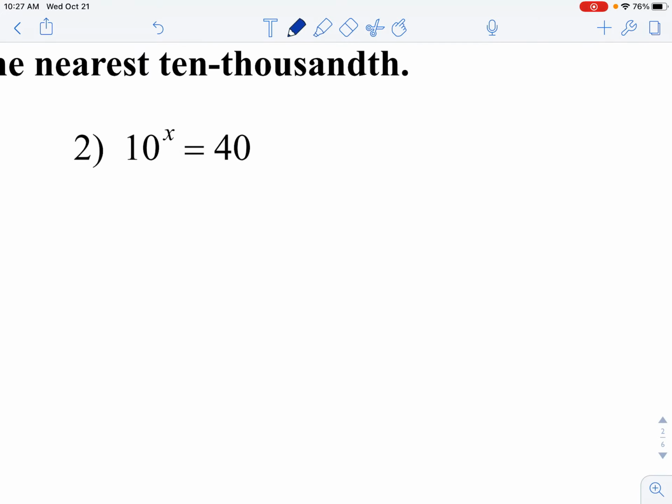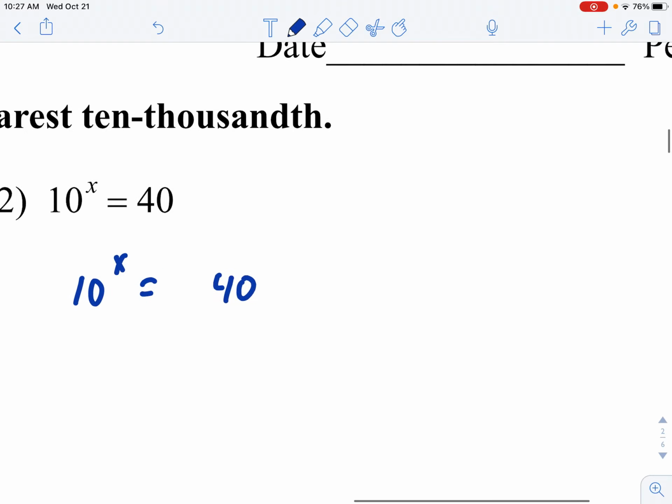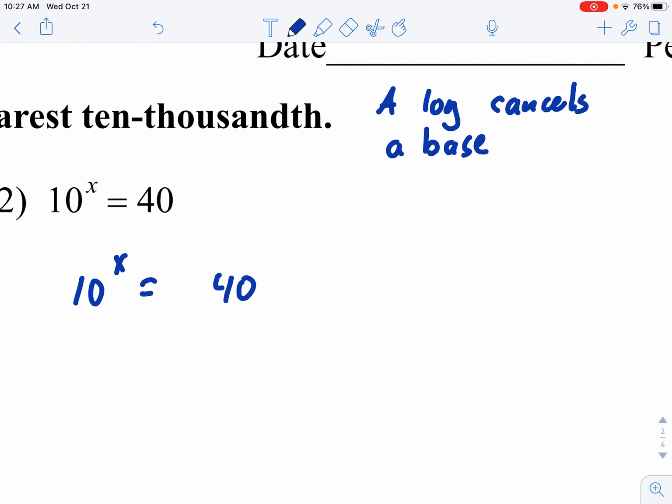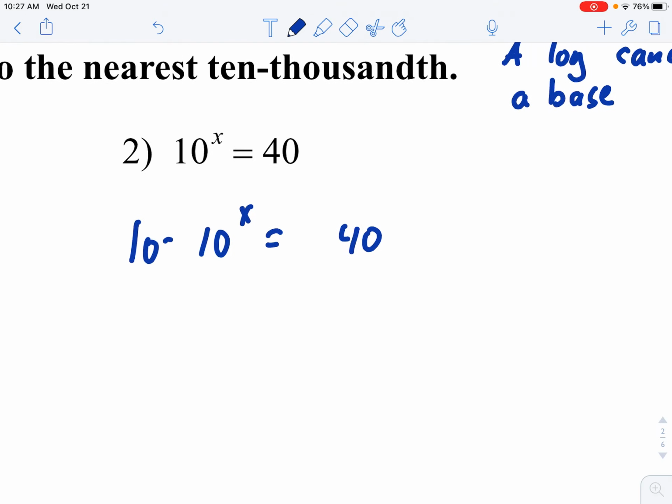Okay, so yesterday we would have had a 10 over here. These would have crossed out, and I would have had x equals whatever power was here, but that is not the situation. I have 10 to the x equals 40, and I need to somehow cancel out that 10. Now, the thing that cancels out a base is a logarithm. A log cancels a base. So I need to take a logarithm of this side of the equal sign.